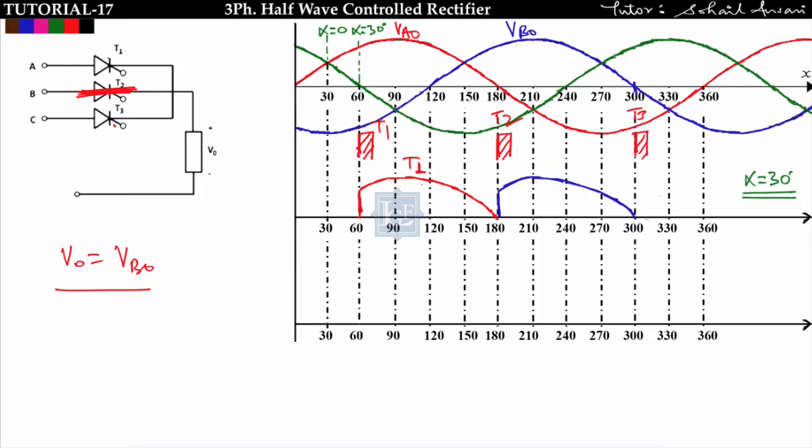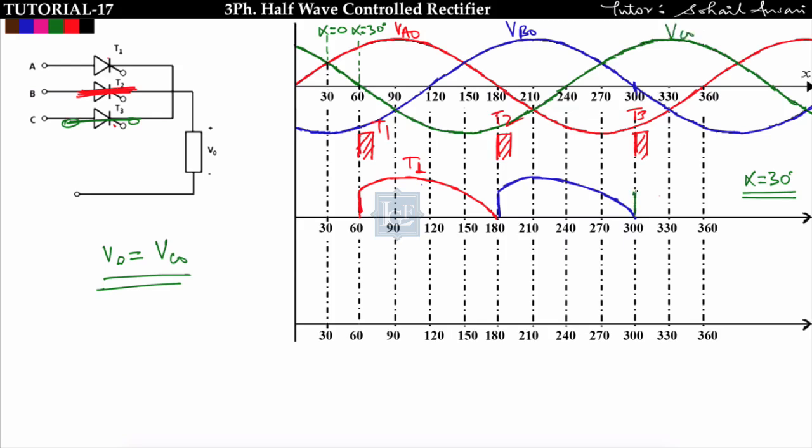Now after omega t is equal to 300, I am triggering thyristor T3. So the moment when you trigger the thyristor T3, what will happen? T3 will start conducting. So in this case output voltage I will get is equal to Vc naught. Output voltage will follow the supply voltage coming from C point. So output voltage will follow Vc naught. Vc naught is like this.